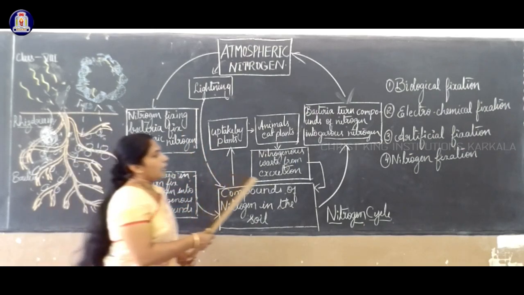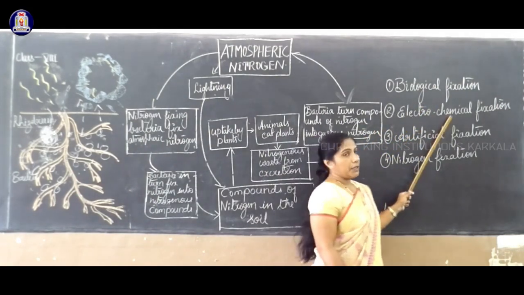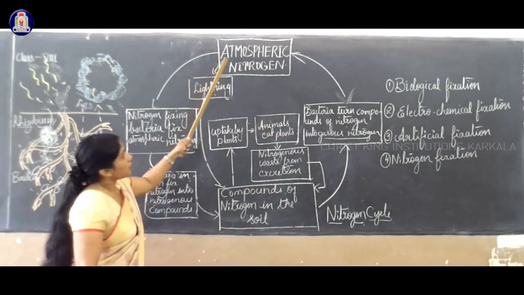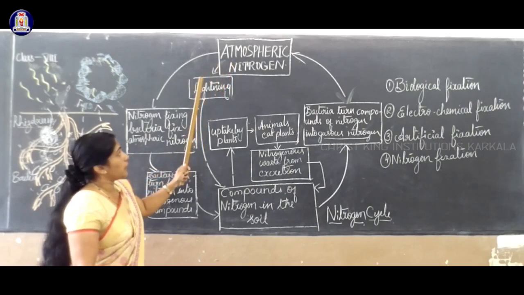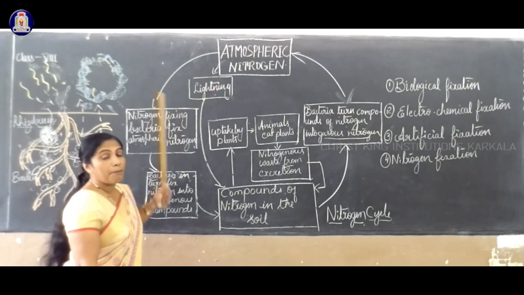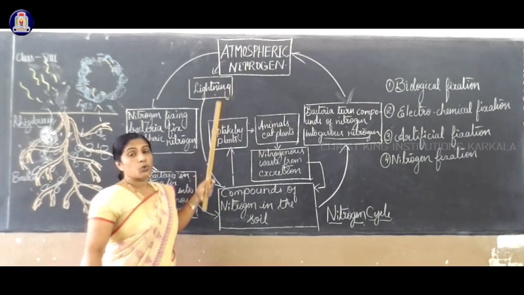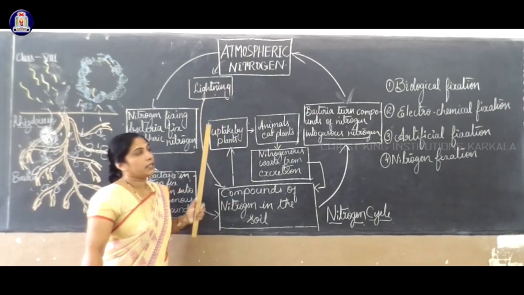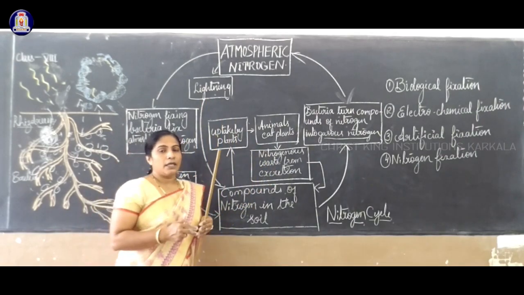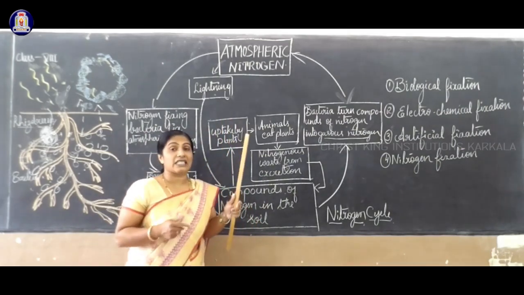The next one is electrochemical fixation. During lightning, the electrical rays make atmospheric nitrogen combine with oxygen present in nature, and in turn it converts into oxides of nitrogen. The oxides of nitrogen combine with rain and fall to the earth's surface as nitric acid with the water.